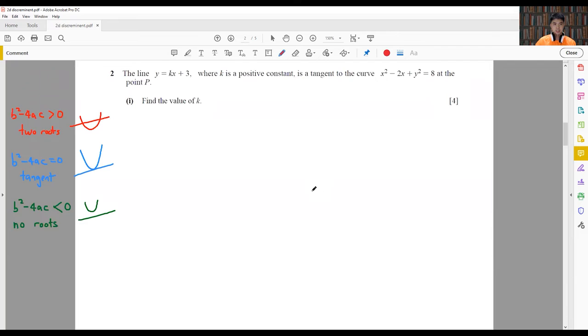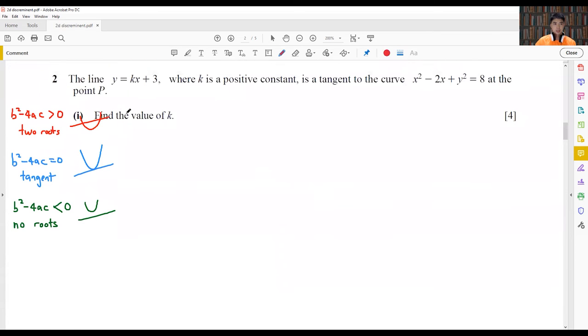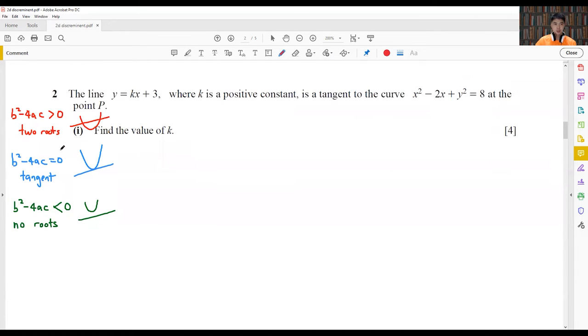Looking at our next example question, the line y equals kx plus 3, where k is a positive constant, is a tangent to the curve x squared minus 2x plus y squared equals 8 at the point P. Find the value of k. In this example question, it is a tangent, so it's going to look something like this. Again, identifying this is your straight line, and this is your curved line. Then we know that this is where point P is supposed to be.